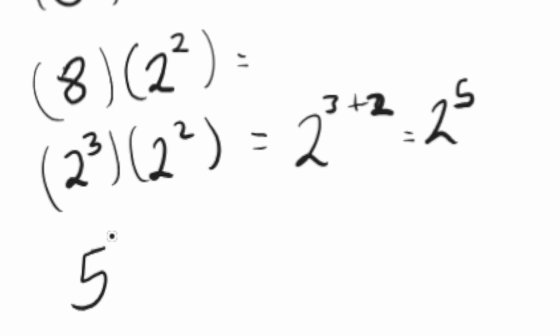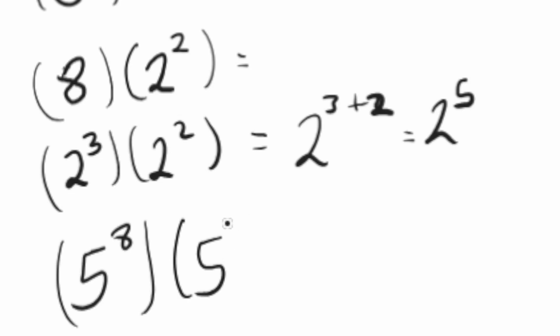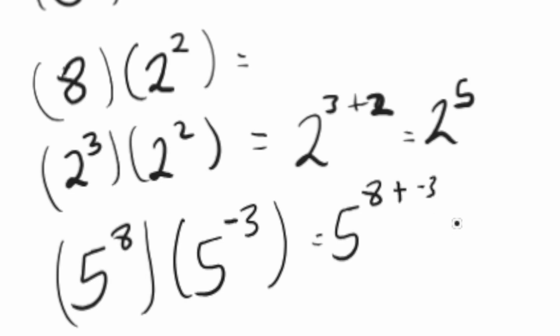5 exponent 8 times 5 exponent negative 3. So in this case, the bases are the same. So you're going to get 5 exponent 8 plus negative 3, which is going to give you 5 exponent 5. 8 plus negative 3 is 5. So you just apply it as you see it.